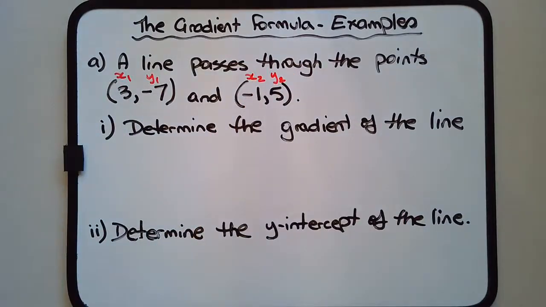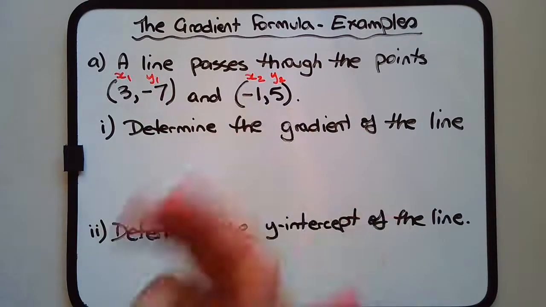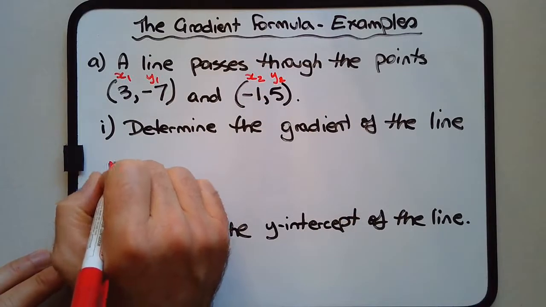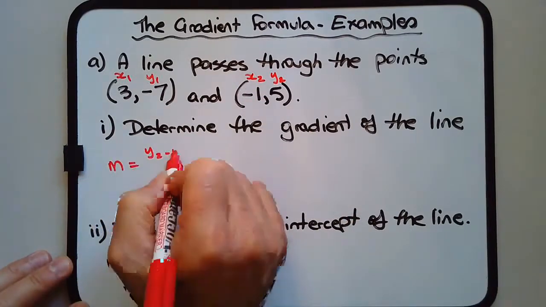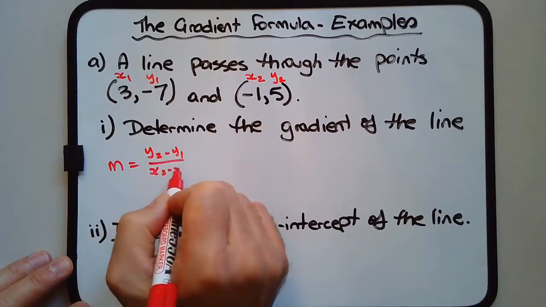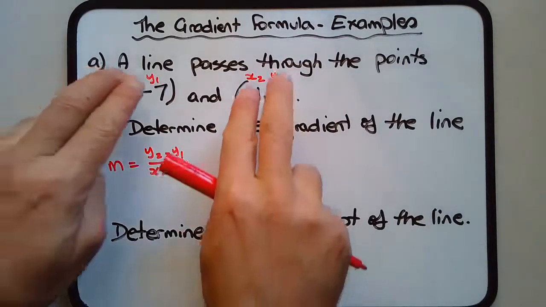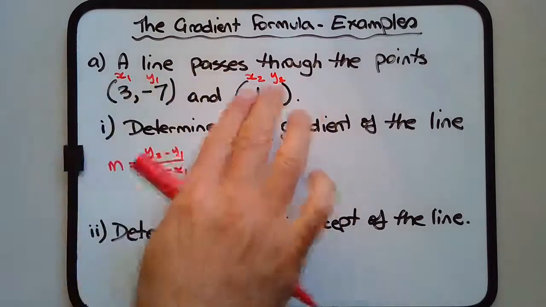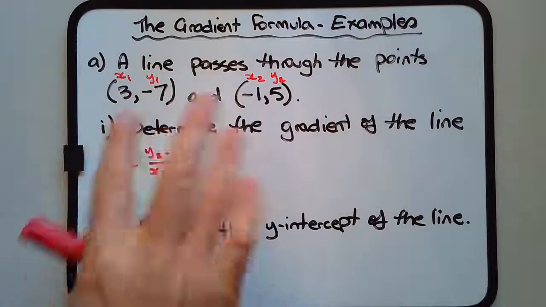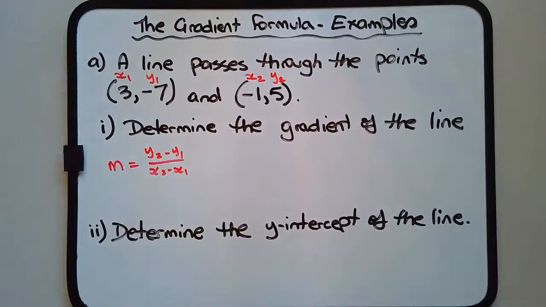Now we can use the gradient formula, sometimes called the 2-point formula because we use 2 points. So m is equal to y2 minus y1 over x2 minus x1. I could label these the other way around and it wouldn't matter. The formula is still the same, and you get the same answer every time. As long as the correct pairs stay together, x1, y1 and x2, y2, the formula will work either way.